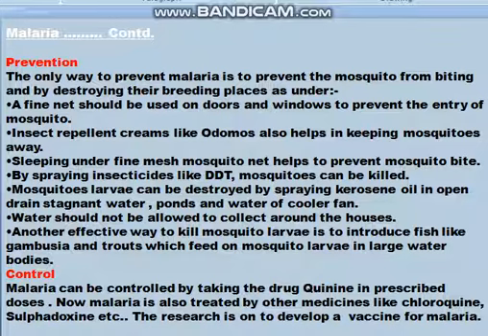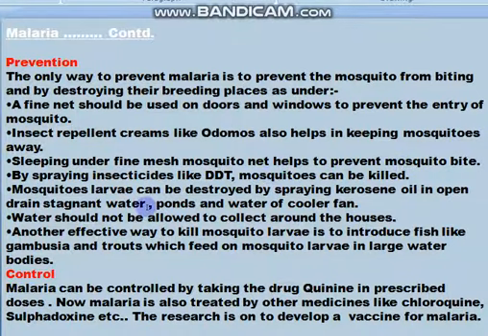Then the next point is prevention of malaria. How to prevent malaria? The only way to prevent malaria is to prevent the mosquito from biting and to destroy their breeding places, as under. Number one, a fine net should be used on doors and windows to prevent the entry of mosquitoes. Then insect repellent creams like Odomos can be used in keeping mosquitoes away. Then sleeping under fine mesh mosquito nets also helps to prevent mosquito bites.